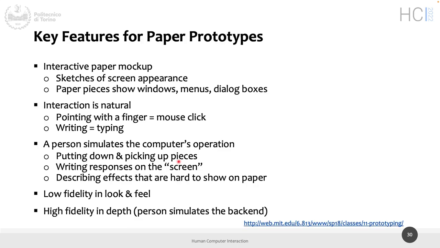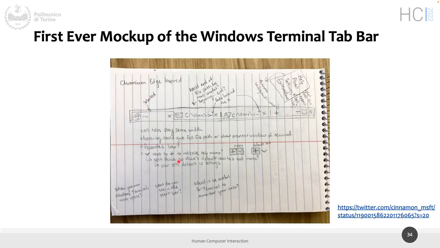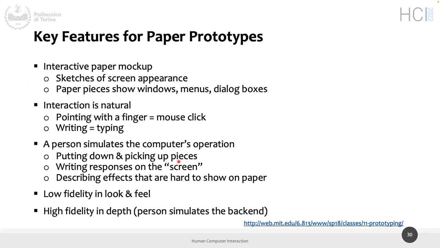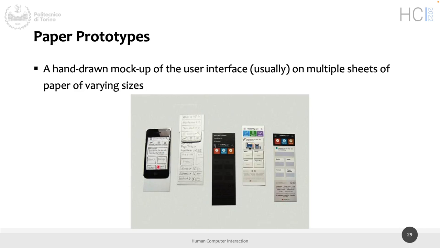So what are the key features of a paper prototype? They must be interactive. So it's not one screen that you put there and look at. But they are sketches of screen appearances, more than one. And this paper represents the overall screen, so let me see if I have a bigger picture, I don't. So like this, entire screens. And you can also have, I don't know if it's very visible here, but this one, for instance, is something that you put on top of it.